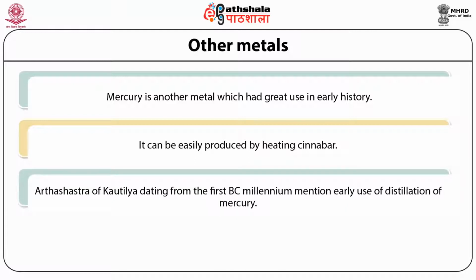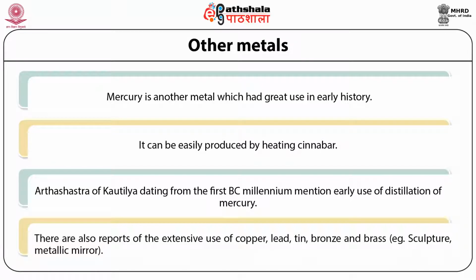Arthashastra of Kautilya, dating from the late 1st millennium BC onwards, mentions some of the early use of distillation of mercury. Mercury constituted lots of alchemical transmutation experiments in the Middle Ages in Europe as well as in India, and alchemical texts were the precursors to the development of chemistry.